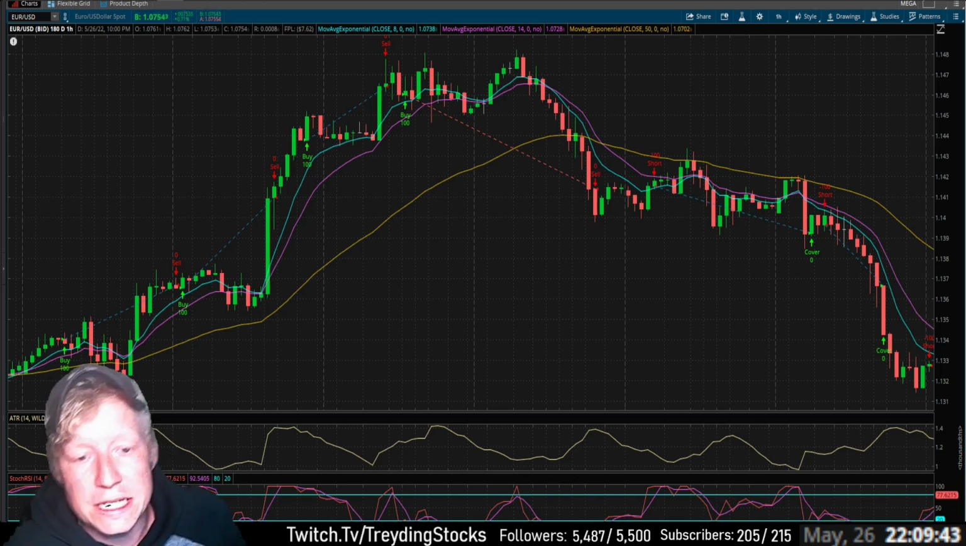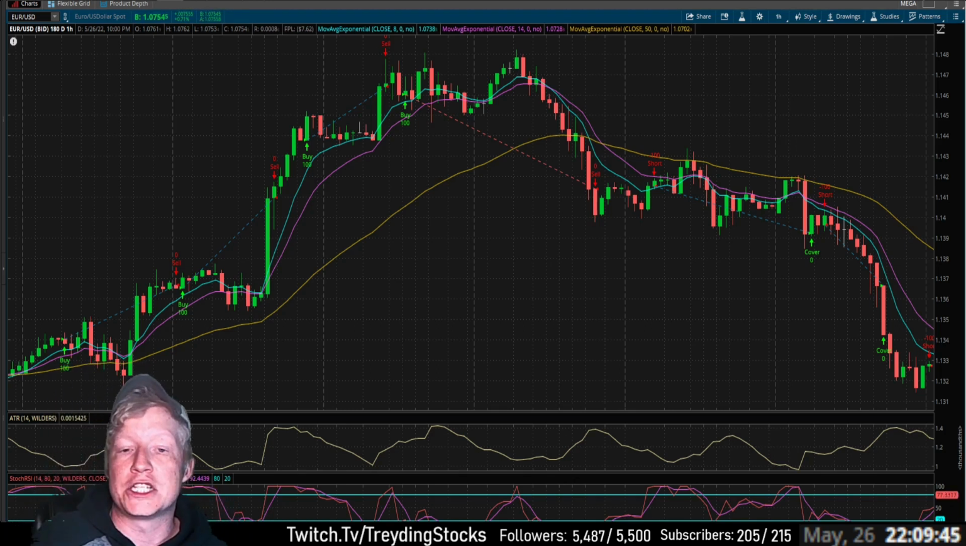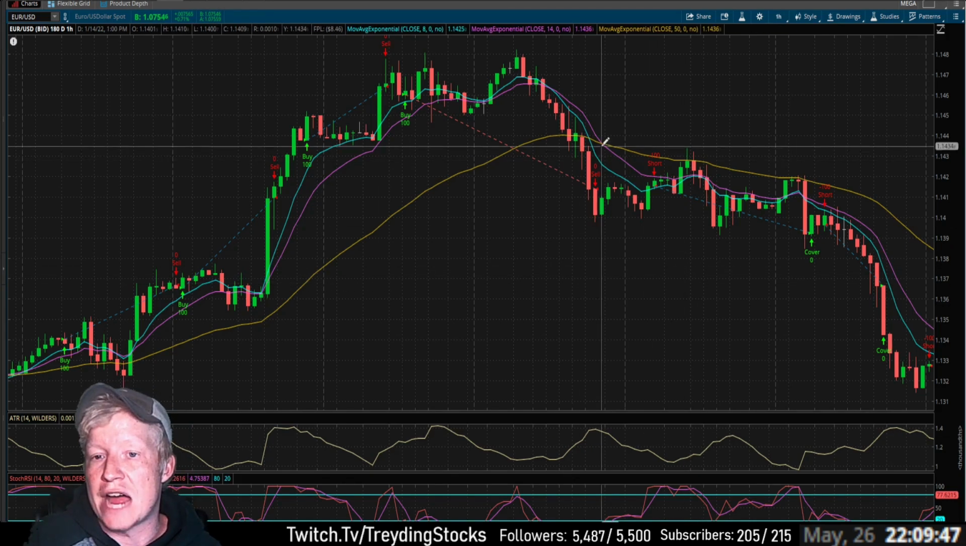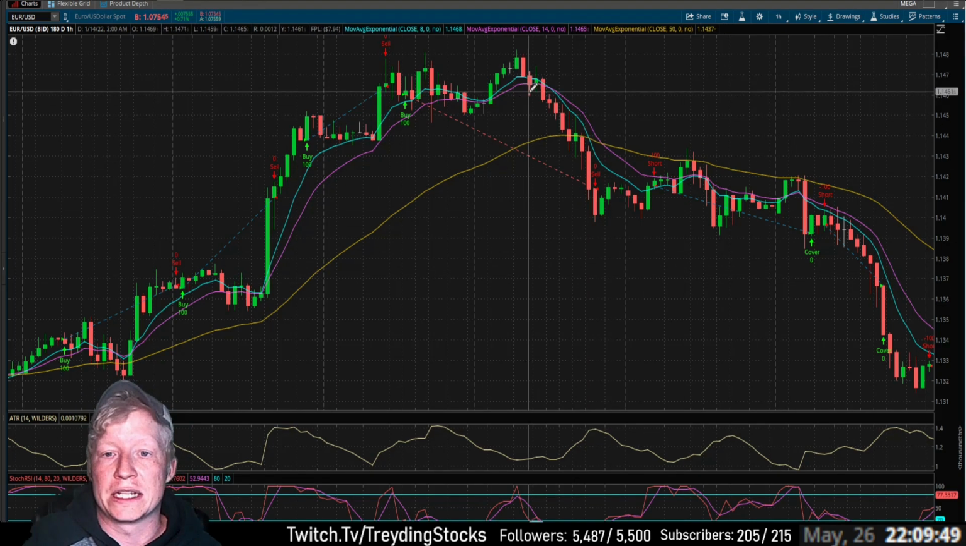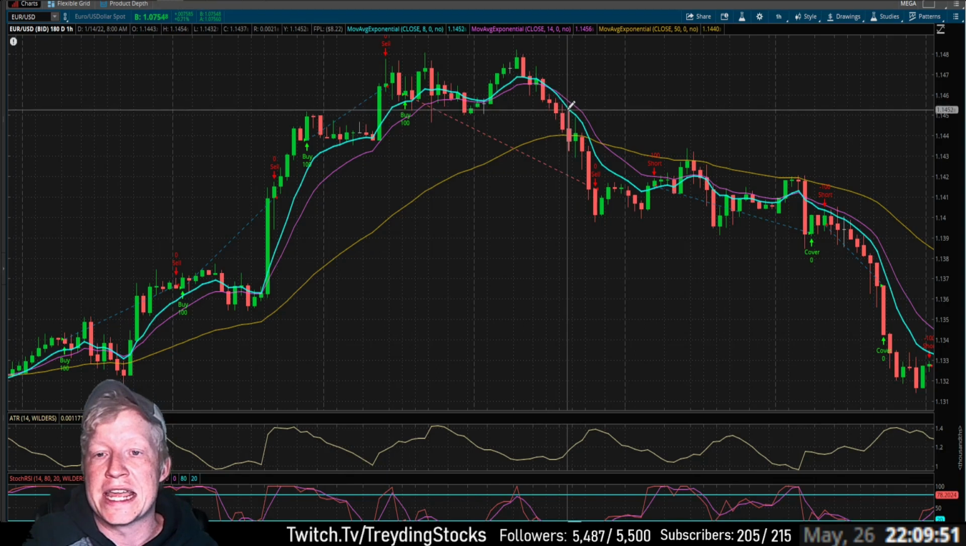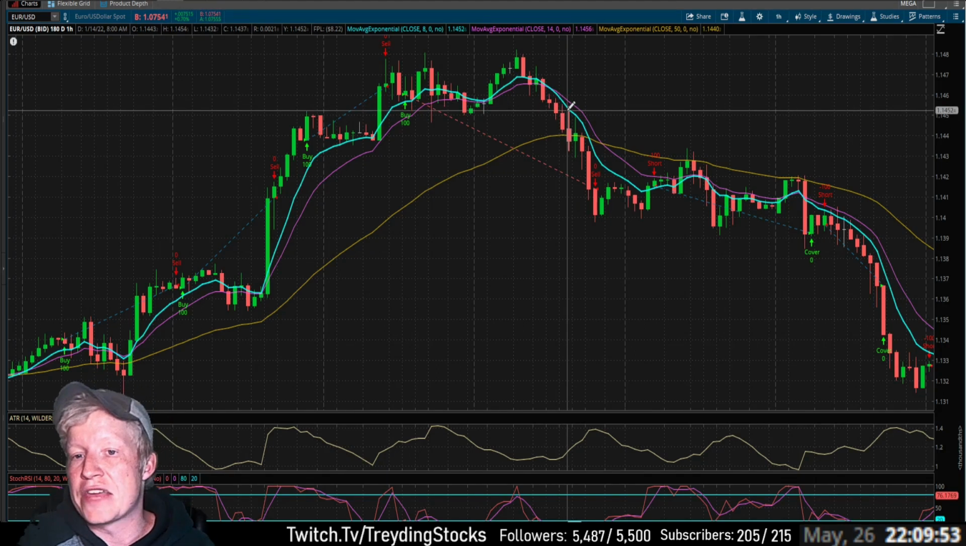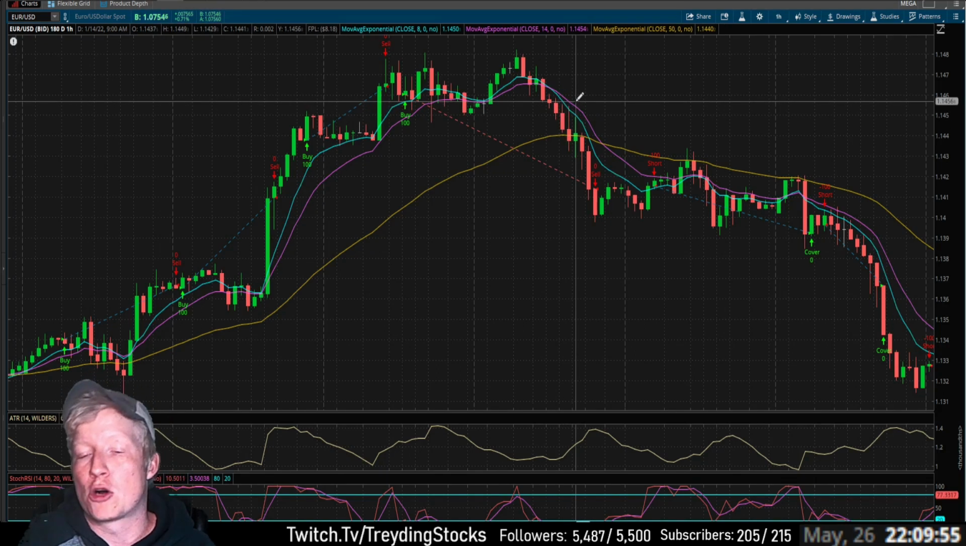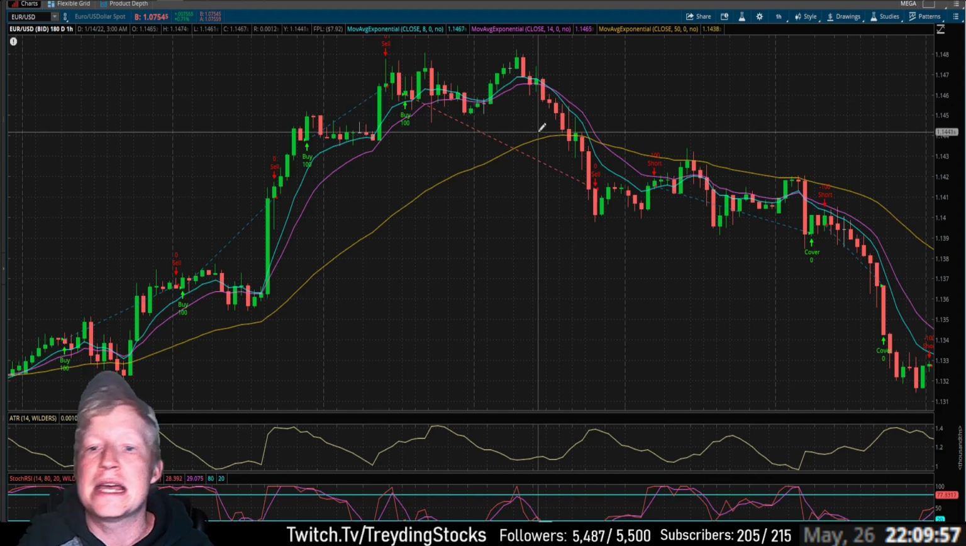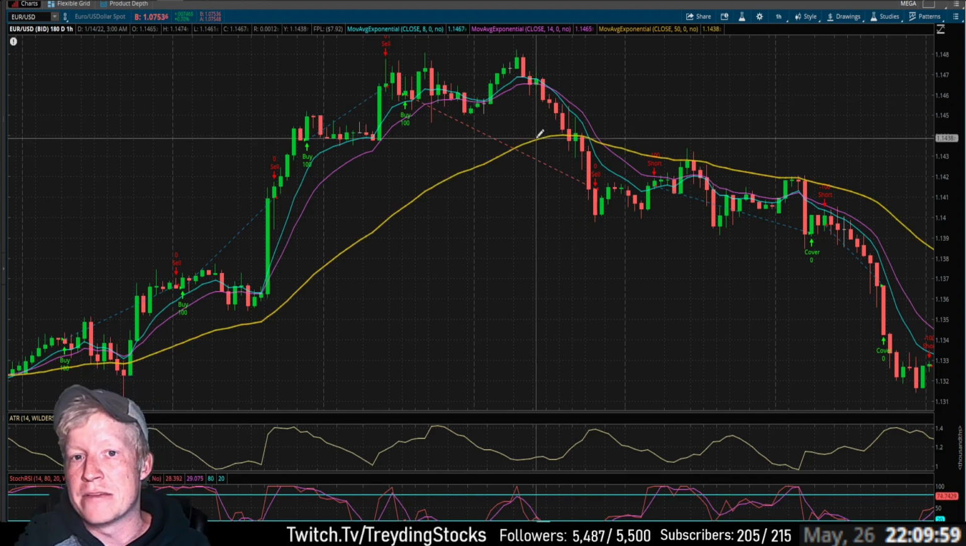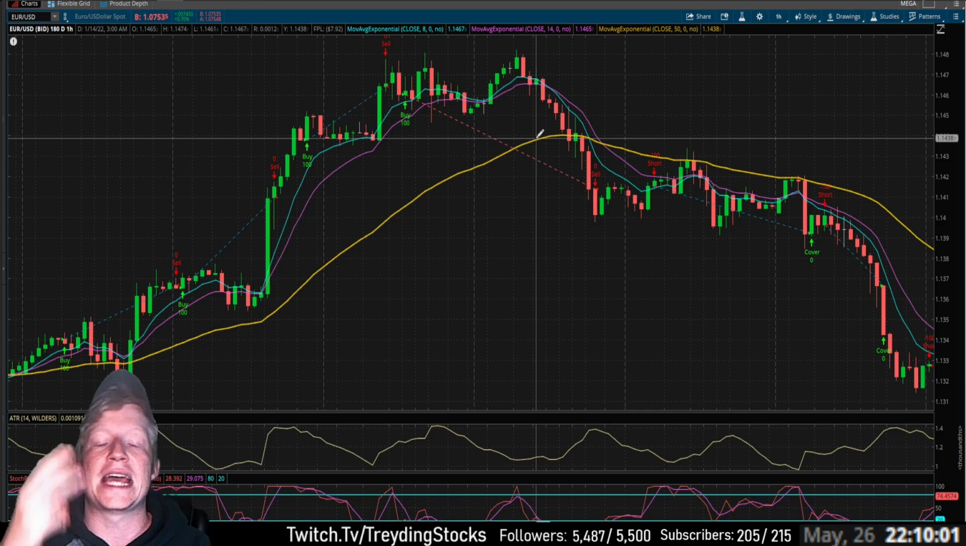So what the strategy is doing, it's using 3 exponential moving averages. That is these 3 lines on your chart here. The cyan line is the 8-length exponential moving average. The purple line is the 14 EMA, and the yellow line is the 50 EMA. So you've got the 8, the 14, and the 50.